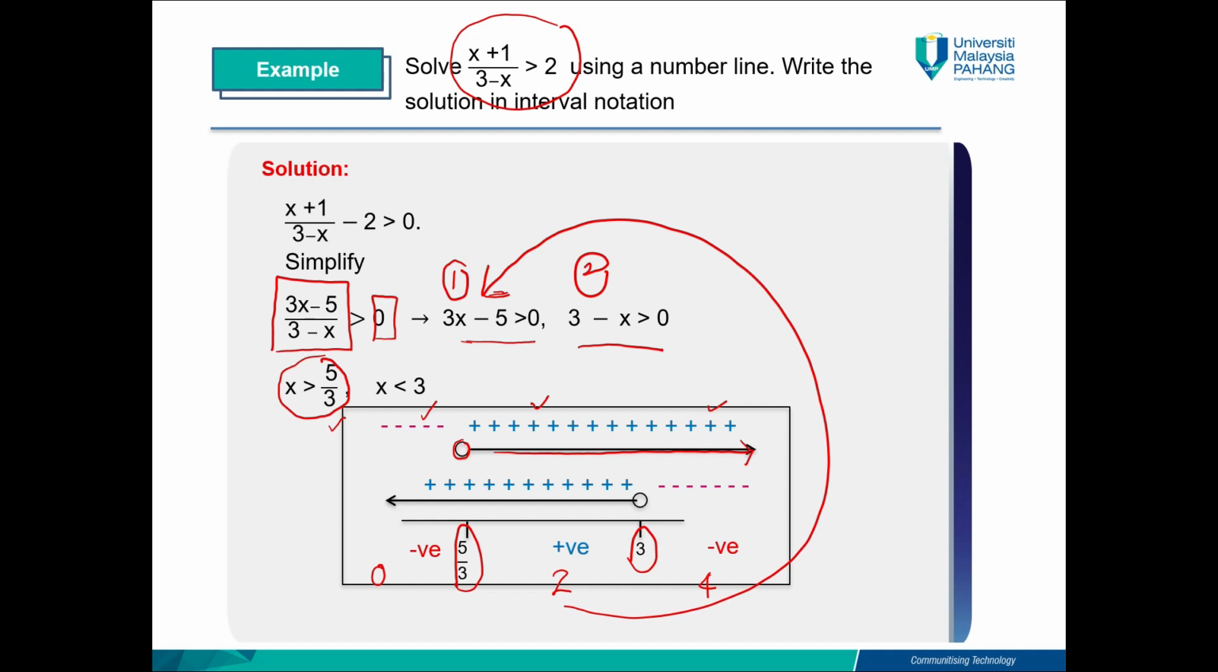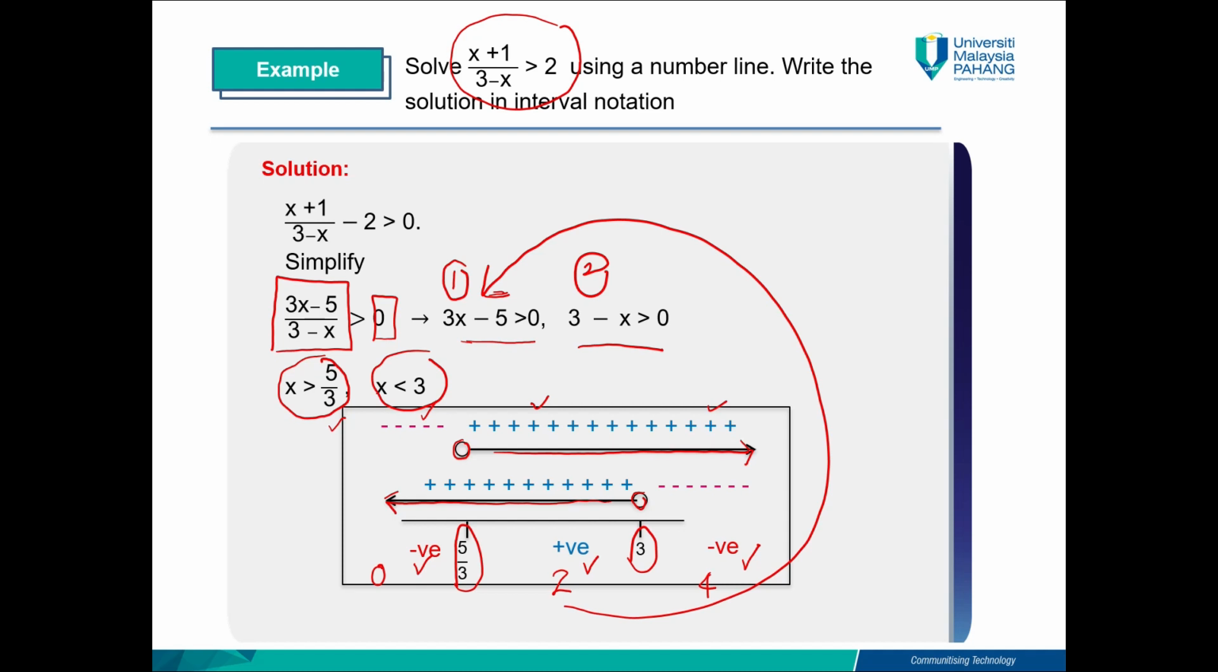So repeat for the second expression, 3 minus x. We have x less than 3, so empty circle, and less than arrow. So this one positive and this one negative. And lastly, we multiply those signs. So negative, positive, negative, positive, positive, positive, positive, negative, and negative.